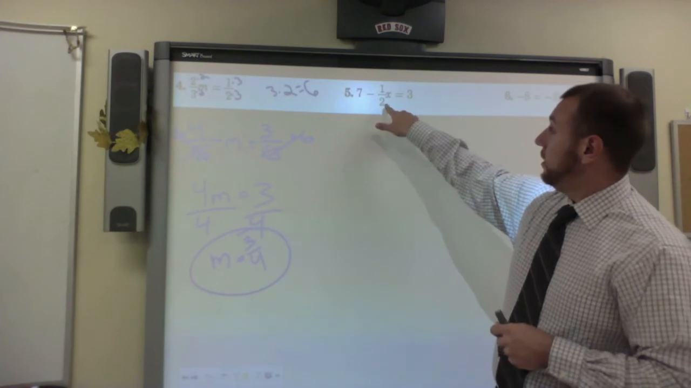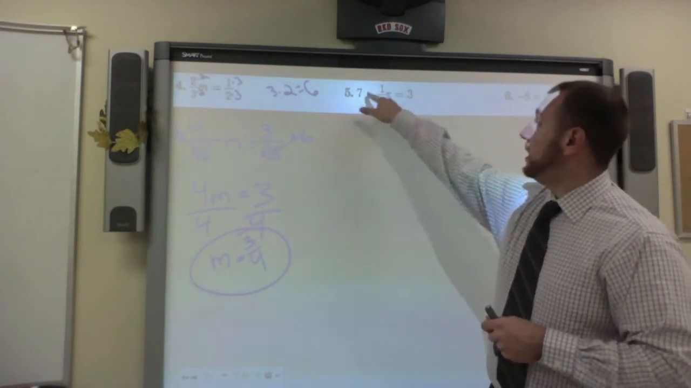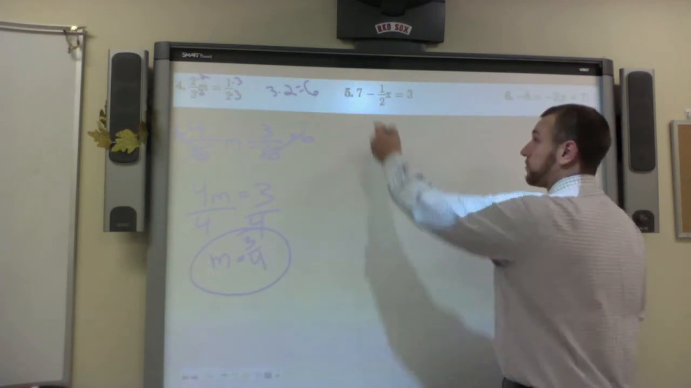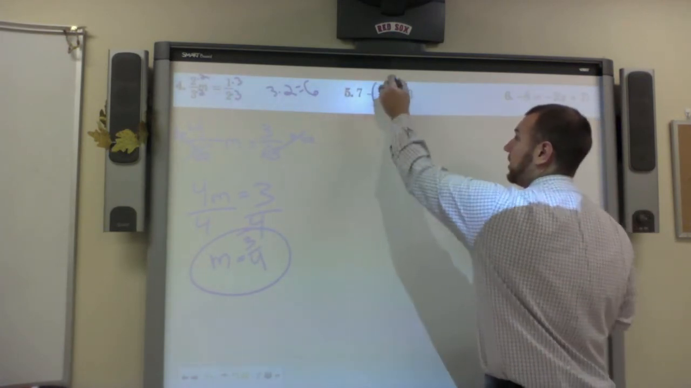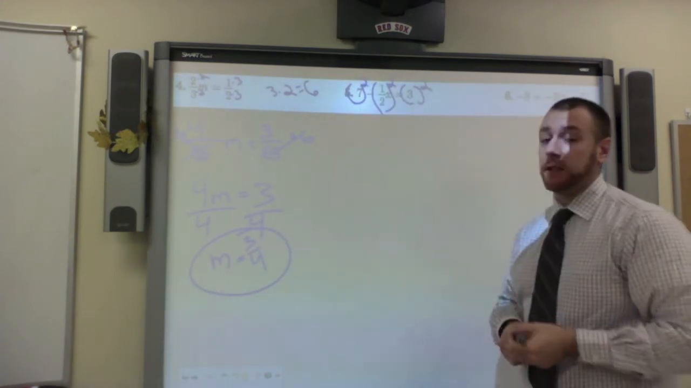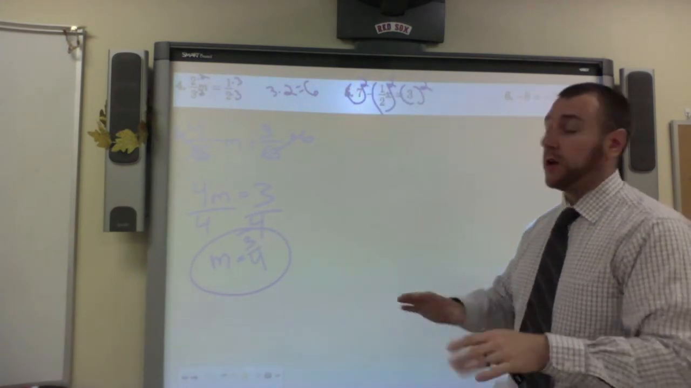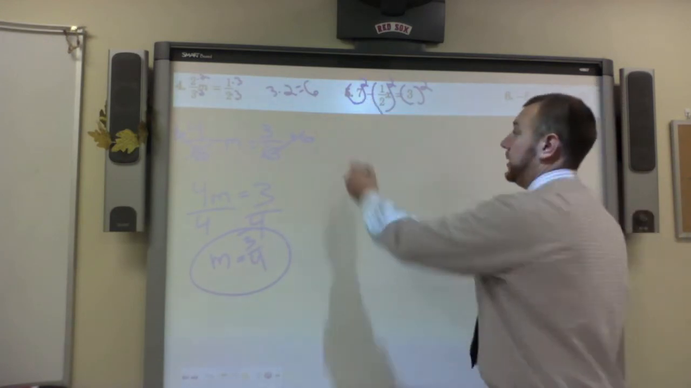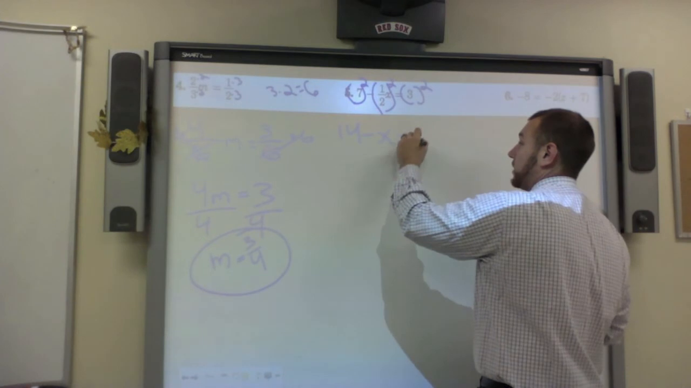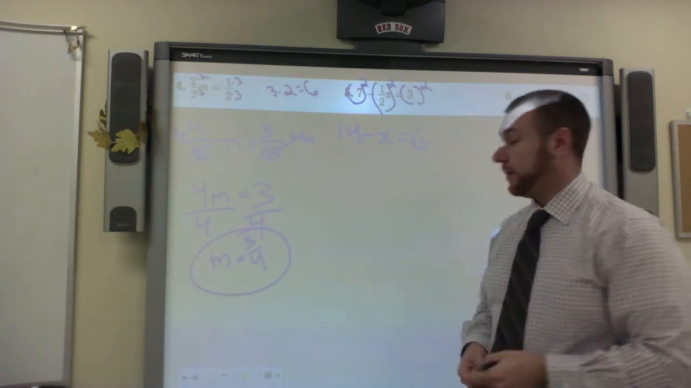So here, the denominator's 2, but these don't have any fractions. So I would just multiply everything by that denominator. And you'll magically see that those denominators go away. 14 minus x equals 6. And I can solve it from there.